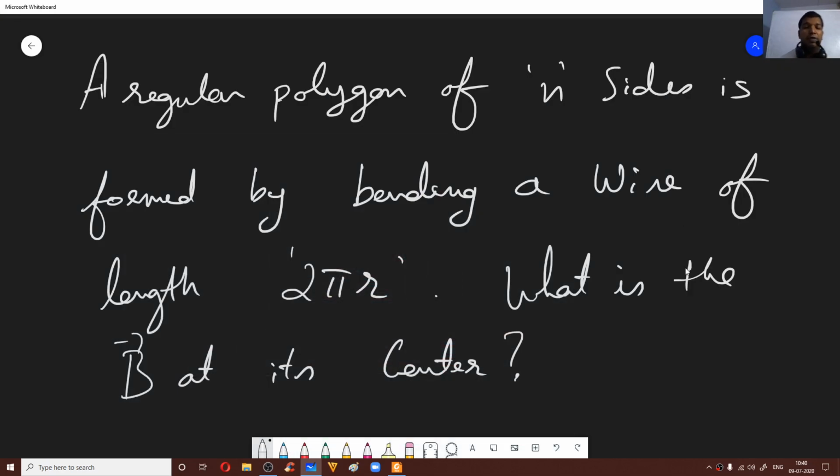Okay, let us continue with a few problems here. Now, let us look into this problem. A regular polygon of n sides is formed by bending a wire of length 2 pi r. What is the magnetic field at its center? Okay, so that is what we are supposed to find out.